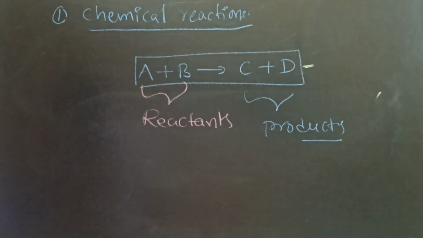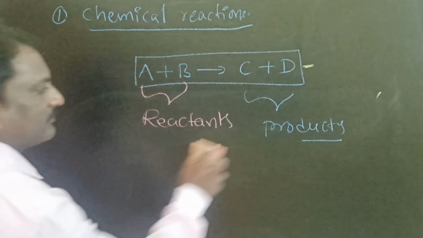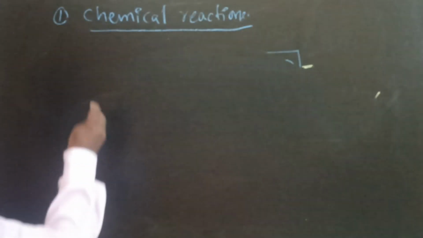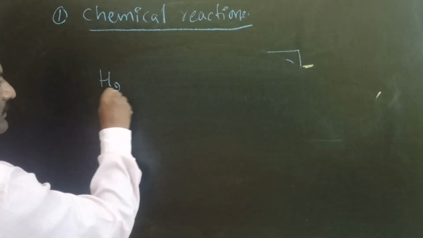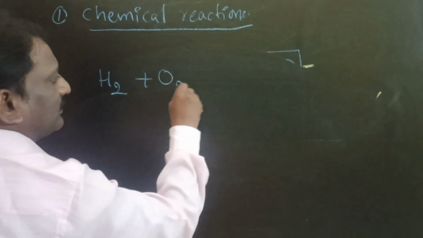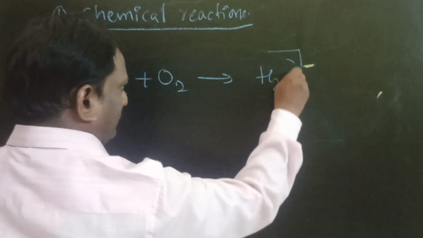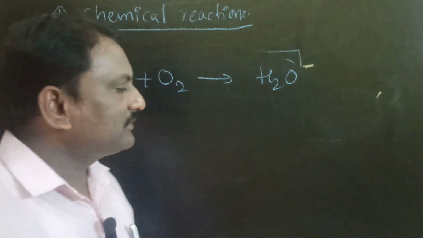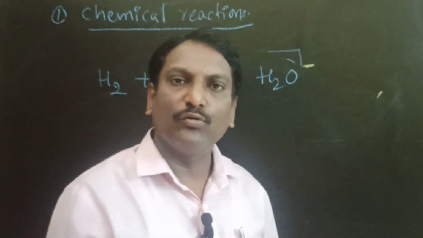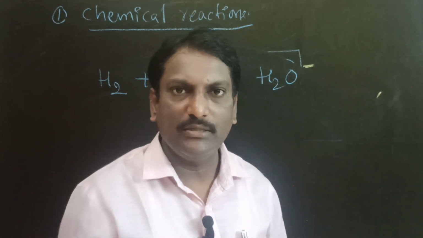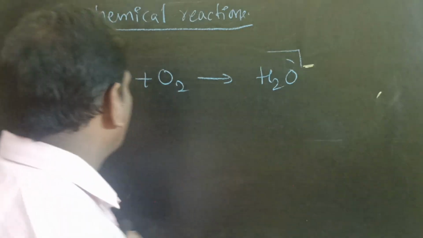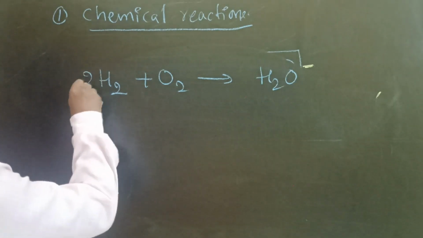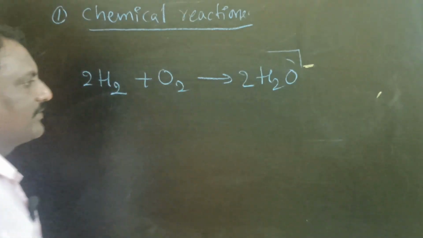Let me take one more example to understand. For example, hydrogen reacts with oxygen to give water. No need to worry, we are going to discuss how to write equations and how to balance the equation. Let me give one example. Hydrogen reacts with oxygen to give water. This one is a balanced chemical equation.